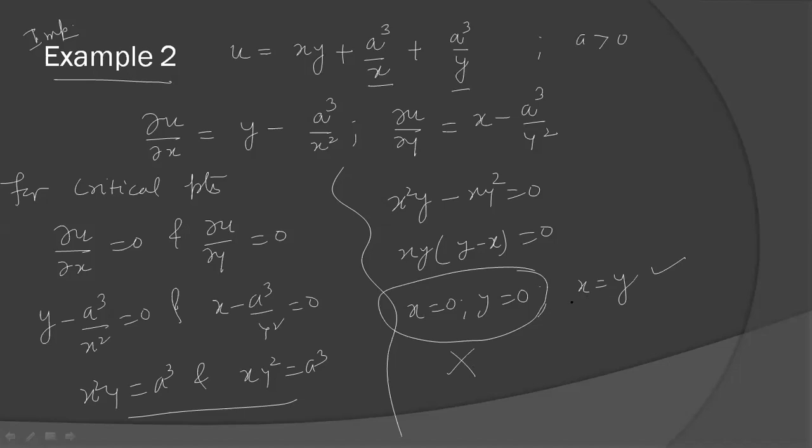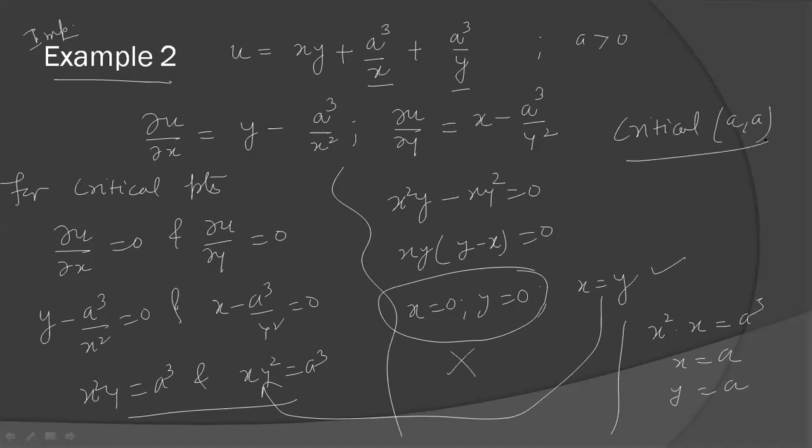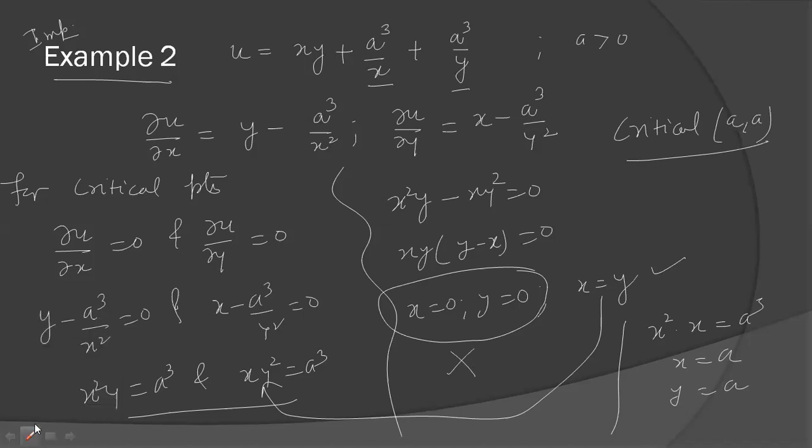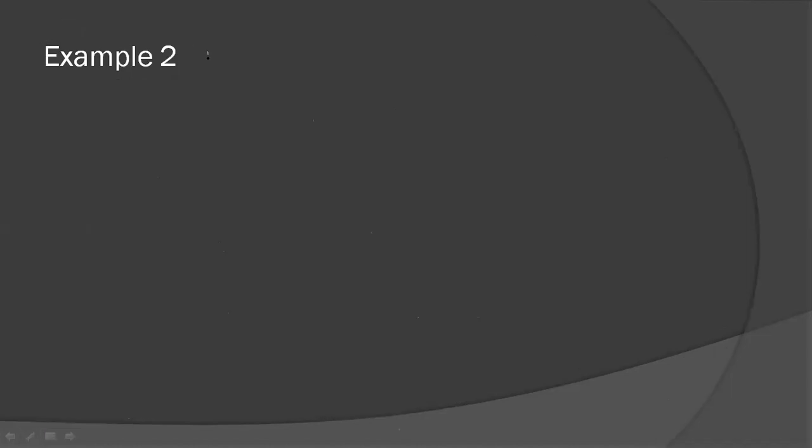Now you put x equal to y in any one of these two conditions. So x square into x equal to a cube, so x equal to a, similarly y equal to a. So the only critical point we have is (a, a). Now check the second derivative.